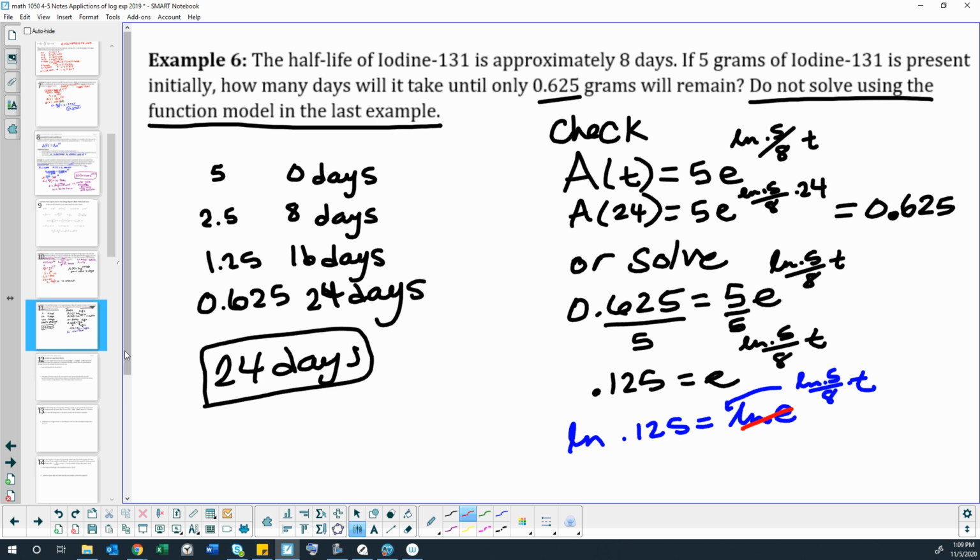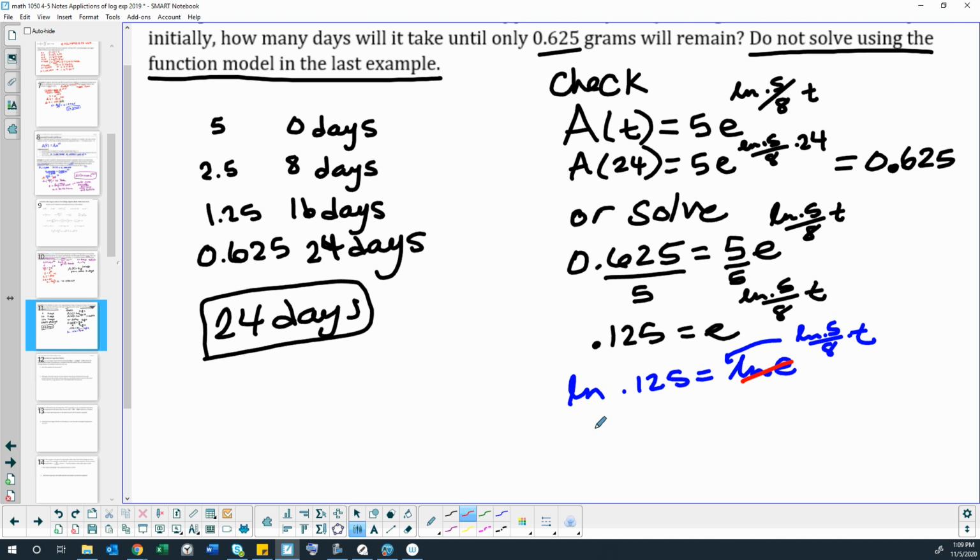So then this moves to the front, and this turns into 1. So then we have t times the natural log of 0.5 divided by 8. And so we need t by itself. So to get t by itself, we're going to take our natural log of 0.125, and we're going to divide by our natural log of 0.5 divided by 8, which would be the same thing as multiplying by 8, because we're dividing by 8, if that makes sense. Anyway, you could just type it into a calculator like this now, and it should still work.